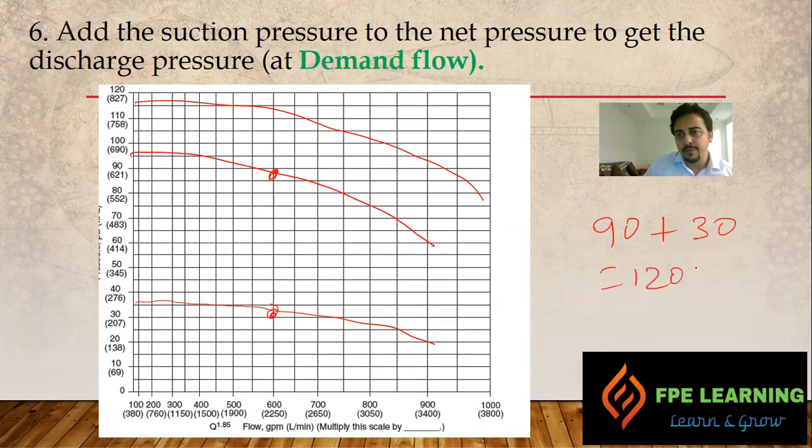So we have to make sure that the demand flow is covered, because we have some energy from the height of the tank, and then we have a centrifugal pump that gets energy from the motor. So we have to add them combined to 120 psi, which is the pressure in that case.